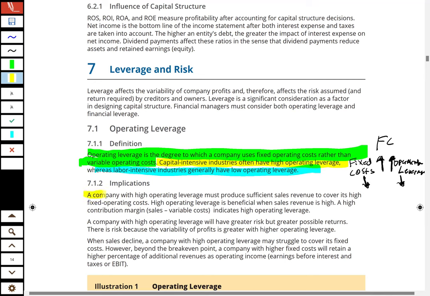A company with high operating leverage must produce sufficient revenue to cover its high fixed operating costs. High operating leverage is beneficial when sales revenue is high, because you're going to get that high revenue, and then everything after that fixed cost number is going to start to go to profit. A high contribution margin indicates a high operating leverage. Why don't you go ahead and flashcard that part?